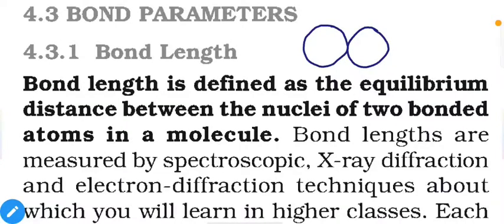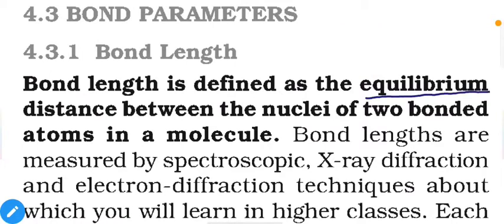So how can we find the bond length of this type of spherical structure? The simple thing is the distance between their nuclei. Suppose these are the nuclei of both of the hydrogens; the distance between them is called bond length. So this is the bond length of the given molecule. Now this distance is okay, but what is equilibrium distance?